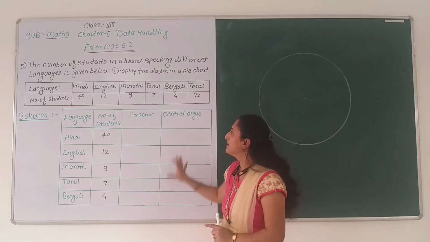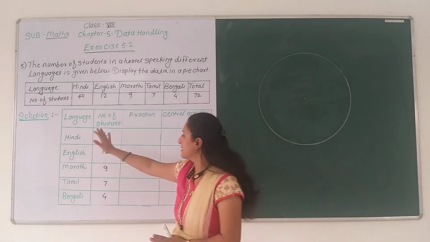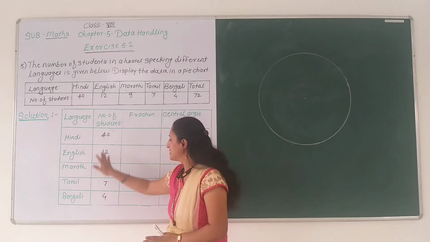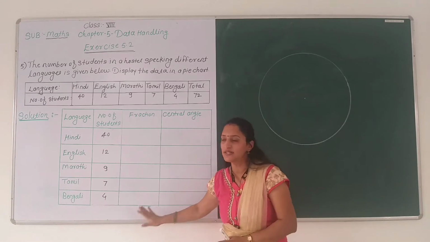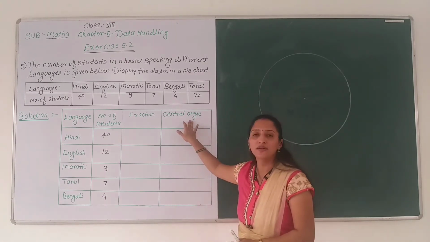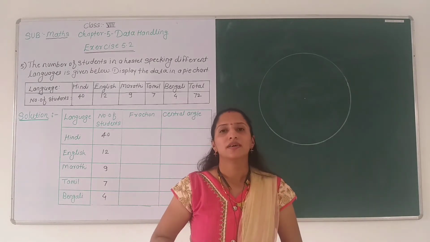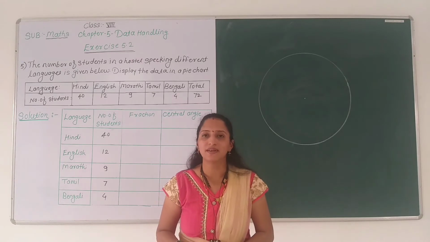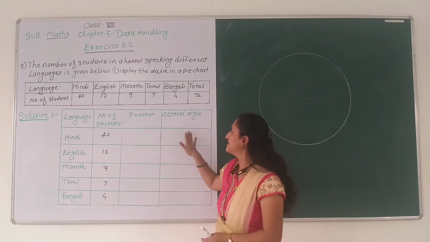As you know, for this we have to make one table. The first column is language, the second is number of students, the third is fraction, and after that central angle. All of you know that the angle at the center of the circle is 360 degrees, or the total measure of the circle is 360 degrees. So we have to find the fraction and central angle.